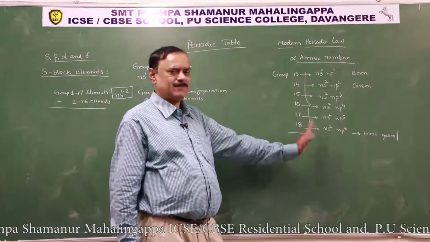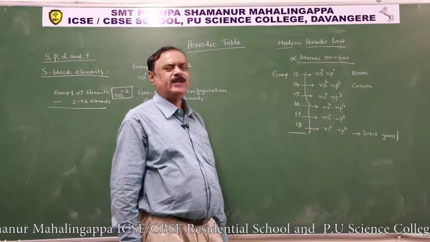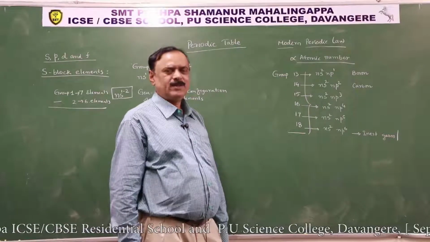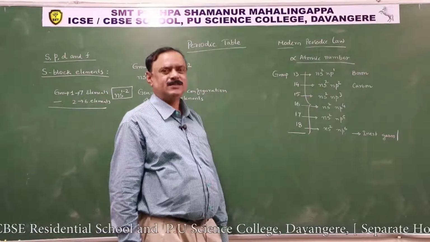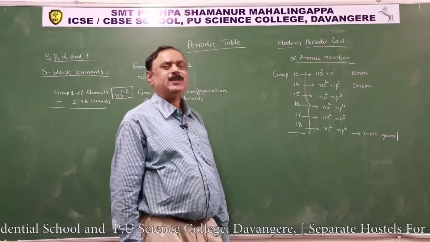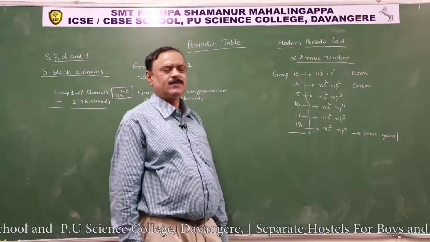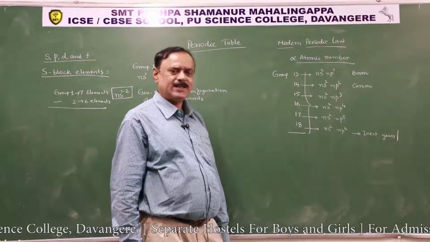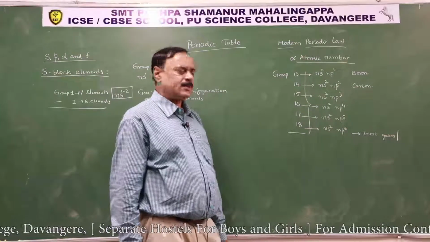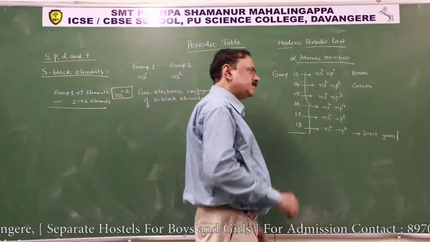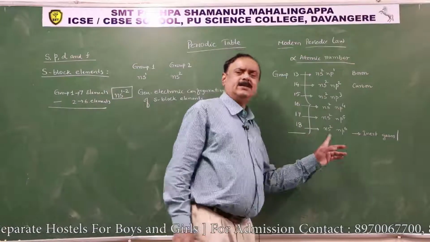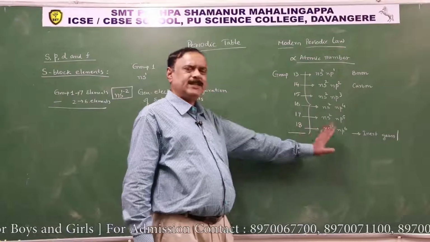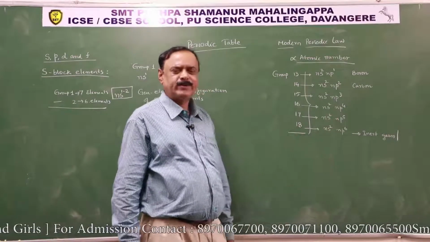Therefore, s is octet and p is octet. Therefore, no free valence electrons are available for chemical bond formation. Therefore, they are considered chemically inert. They won't react under normal conditions. Therefore, they are called noble gases, or inert gases. It includes helium, neon, argon, krypton, xenon and radon. These elements are present in the 18th group of the modern periodic table.